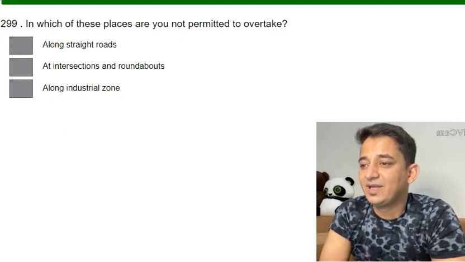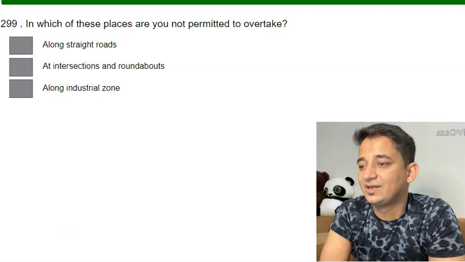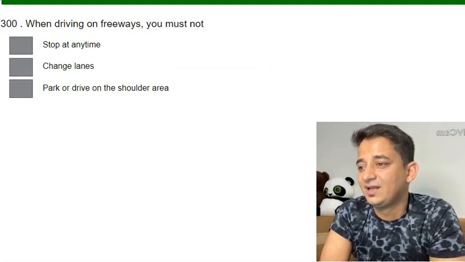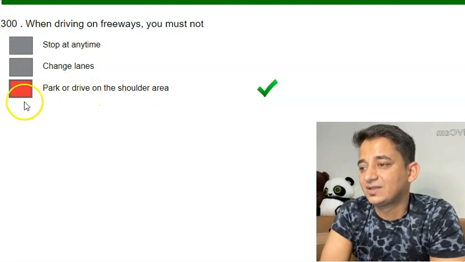In which of these places are you not permitted to overtake? Along a state road, at intersection and roundabout; along an industrial zone, at intersection and roundabout. When driving on a freeway, you must not stop at any time, change lane, park or drive on the shoulder area. See, A and C look right, but for the timing, this is the most correct one: park or drive on the shoulder area.